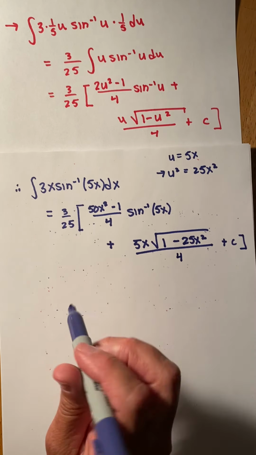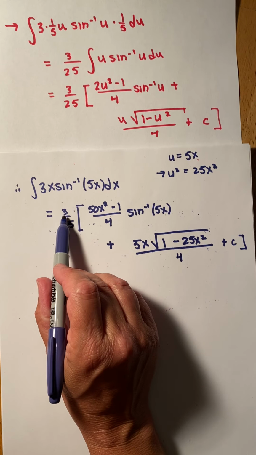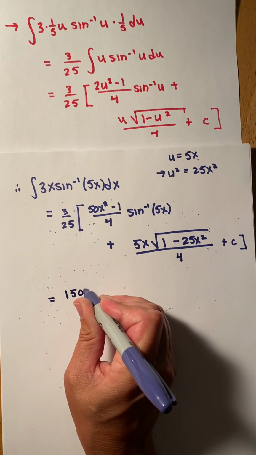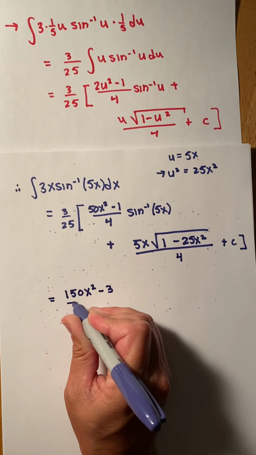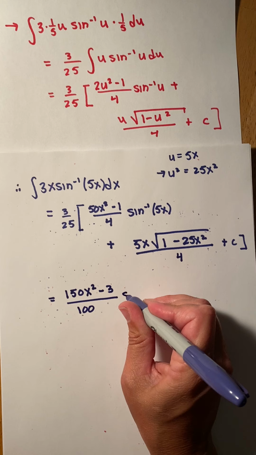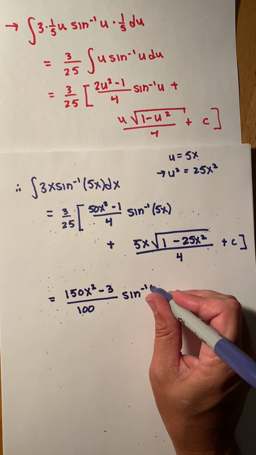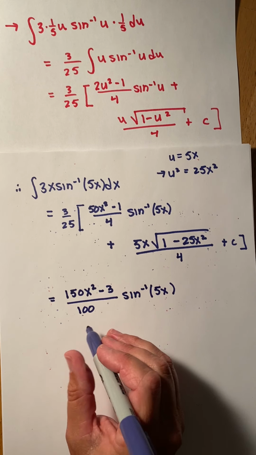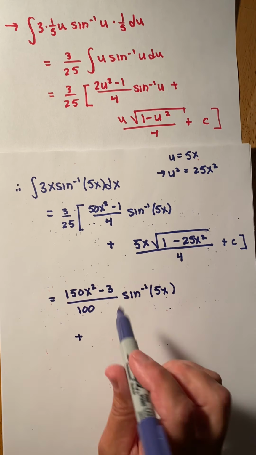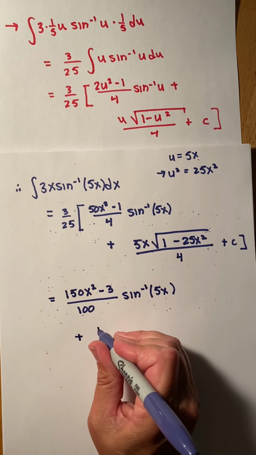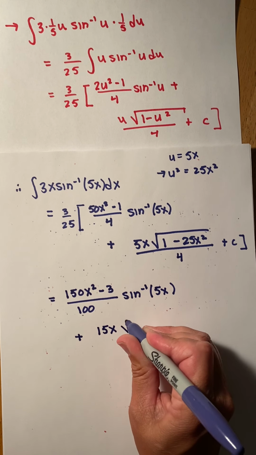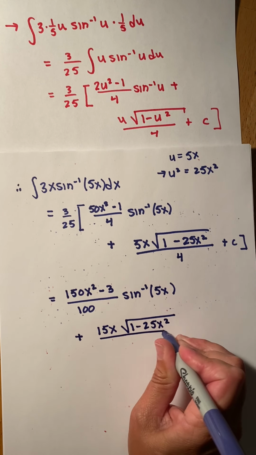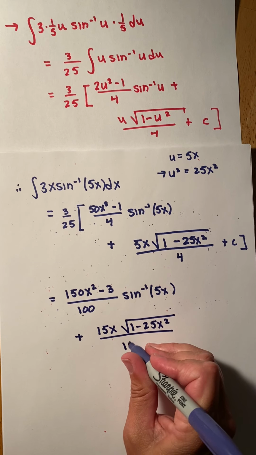Right, so now we're just going to get rid of these guys. We're going to distribute this 3 through that. I'm going to call this 150x squared minus 3 all over 100 times the inverse sine of 5x. That times that is going to be plus 3 times 25, so that will be 15x all over 1 minus 25x squared all over 100.